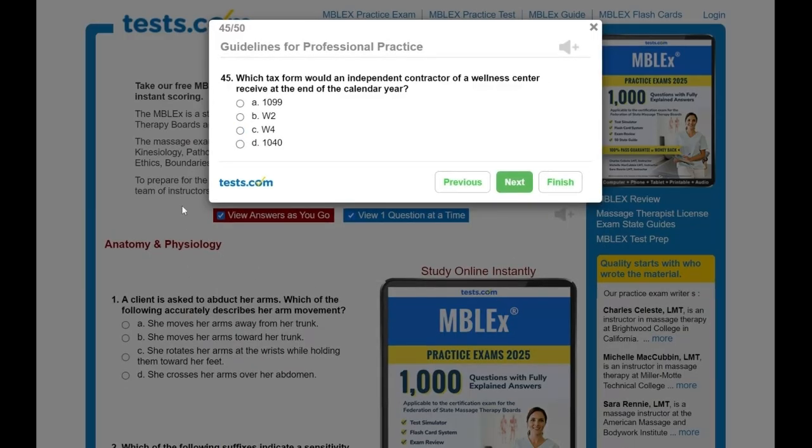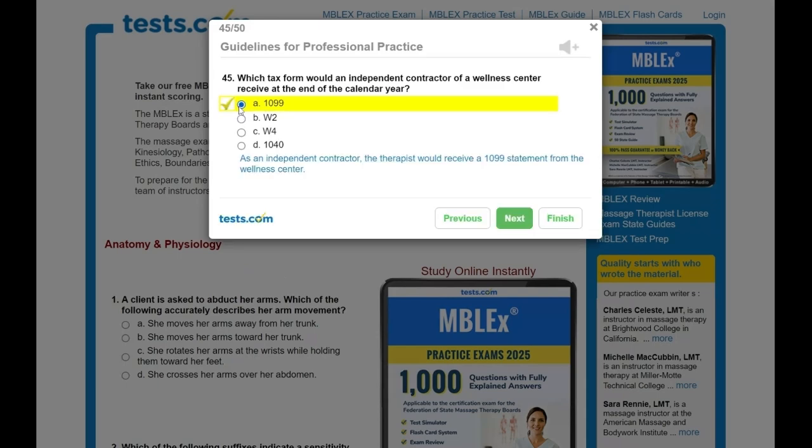Question 45. Which tax form would an independent contractor of a wellness center receive at the end of the calendar year? A. 1099. B. W-2. C. W-4. D. 1040. A. 1099. As an independent contractor, the therapist would receive a 1099 statement from the wellness center.